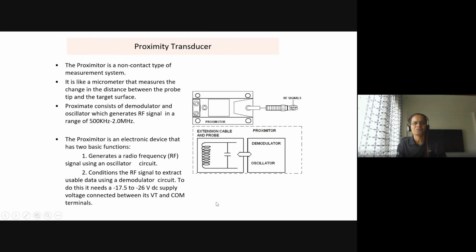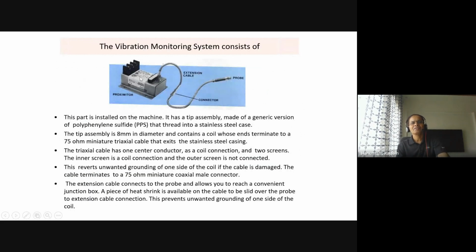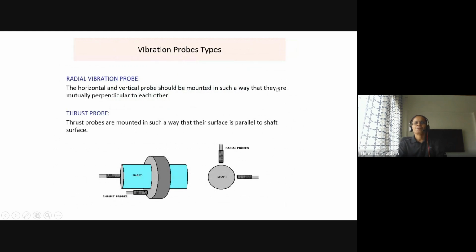This we discussed yesterday. And this is the actual picture, it actually looks this way. This is a proximeter, extension cable, normal cable, a connector, and this is the probe. So keep this in mind. Vibration probe types: radial probe, axial probe, thrust probe. This is a shaft probe.